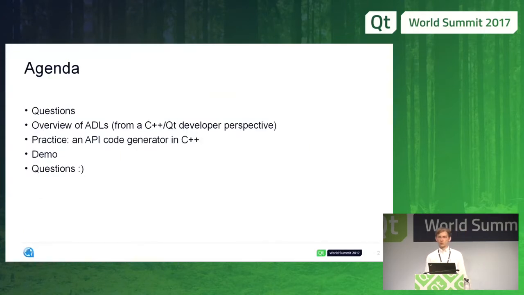We'll start with a small audience poll, then I will proceed to an overview of available ADLs from a C++ Qt developer perspective. Then I will briefly give a glimpse of what it takes to write an API code generator in C++ for an API description, and then demo and possibly questions if there are any.